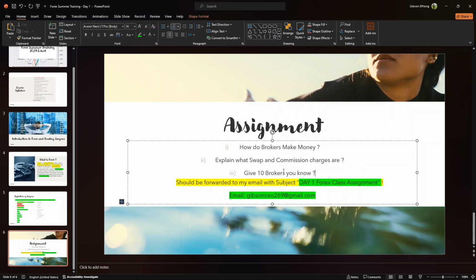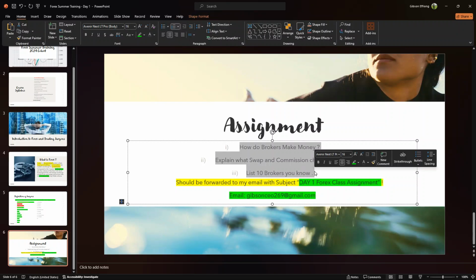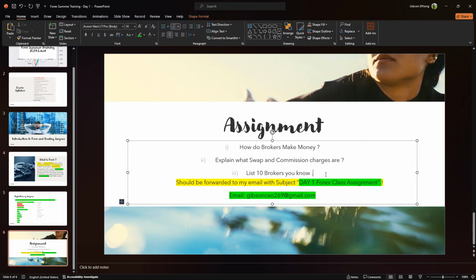Is it give or list here? Sorry, let me use the right word. Okay, so that's it. We have all of this here. Just a simple theory assignment. I don't like theory, so that's why I'm trying to see how we can rush things. Not rush things, but let's get things started. So this is the assignment.